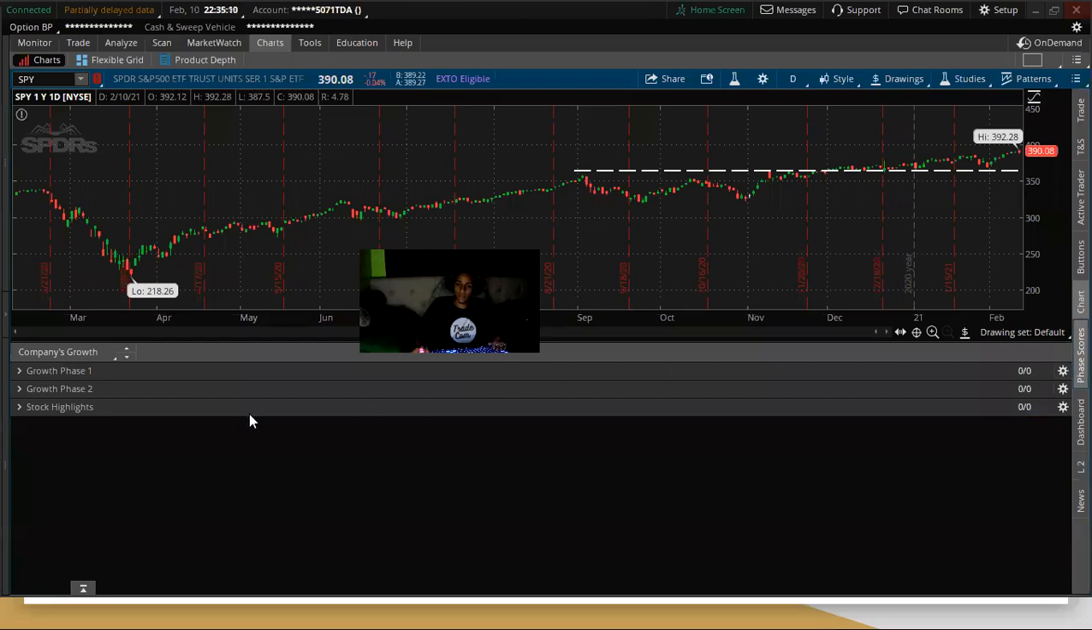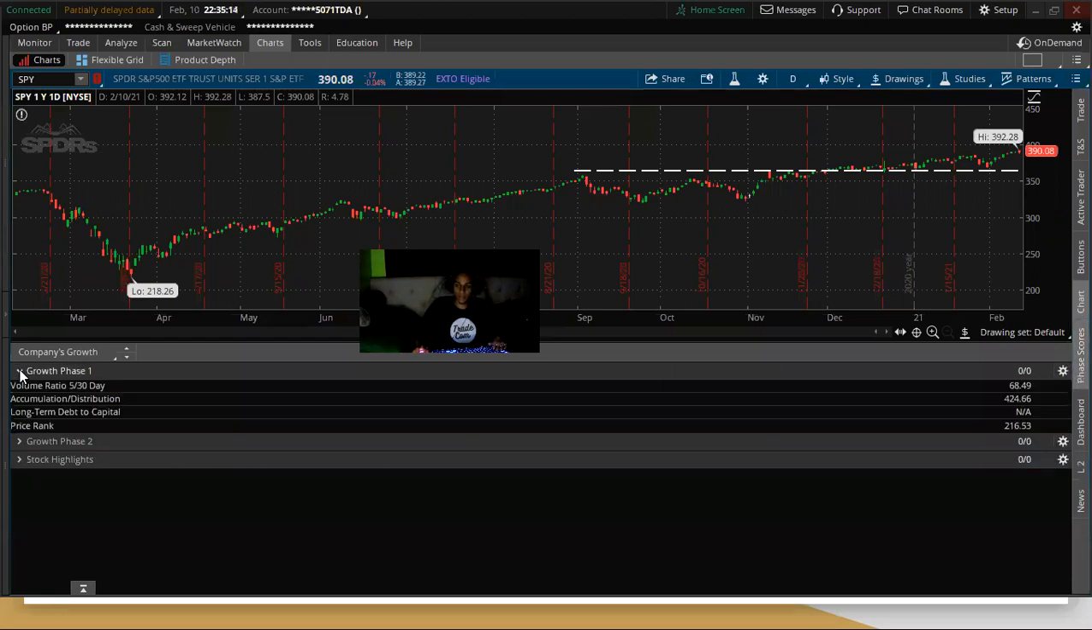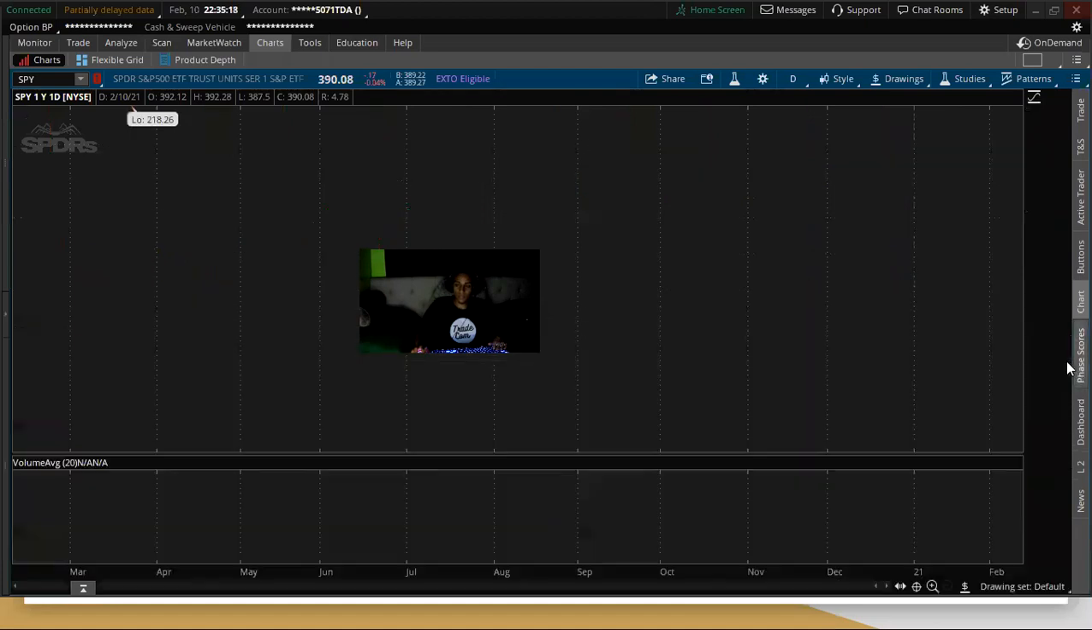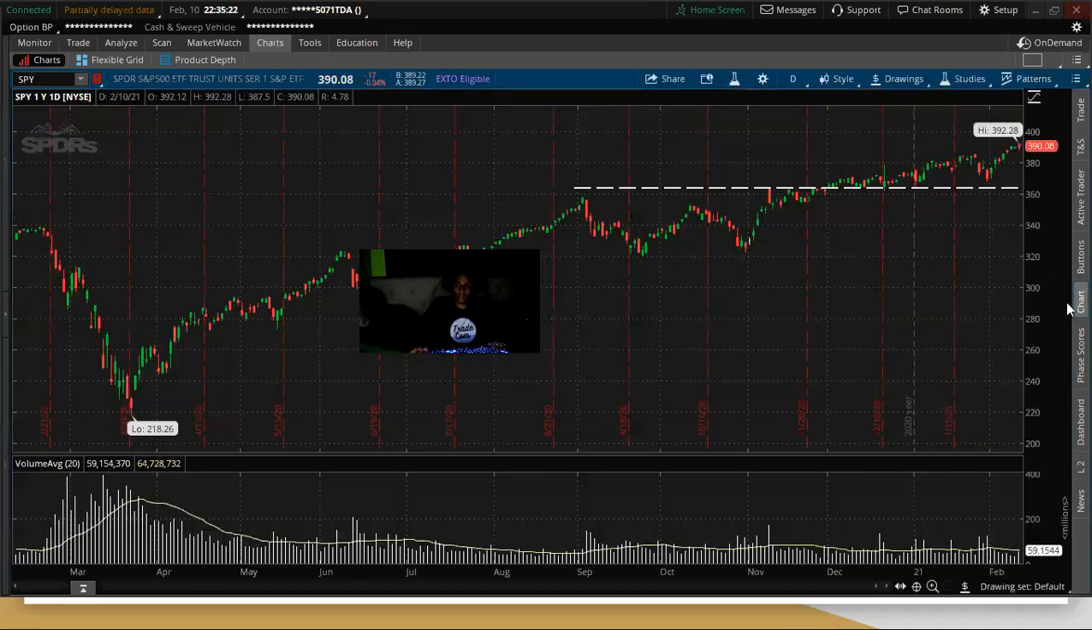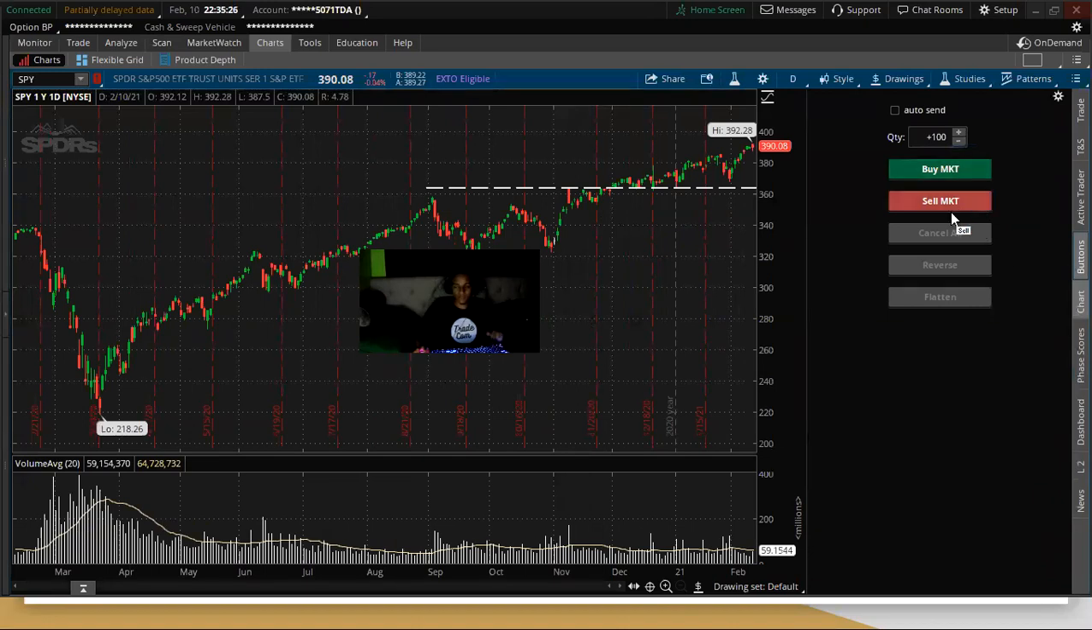This phase score over here, I don't really use this. I think I don't even know what this is. It's probably a little bit like fundamental stuff. You're not really gonna worry about this. The chart is pretty much giving you your chart, so you're never really gonna take that out. And these buttons are just some quick buttons for buying and selling market orders.